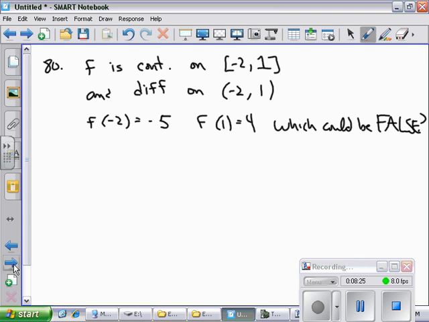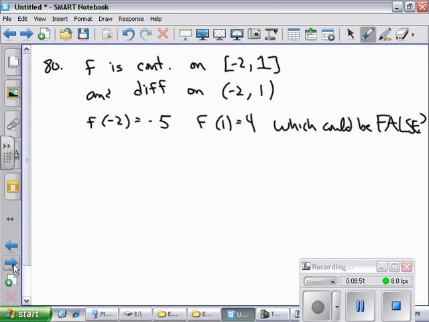Now, 80 is one of those questions that probably a lot of people pass on, but I want you to recognize the setup. This is the beginning to one of the few theorems you have to know for this class. A function is continuous on the closed interval from -2 to 1, and it's differentiable on the open interval. Does anyone know what theorem that's the beginning of? The mean value theorem, right? Mean value theorem, you hear that.